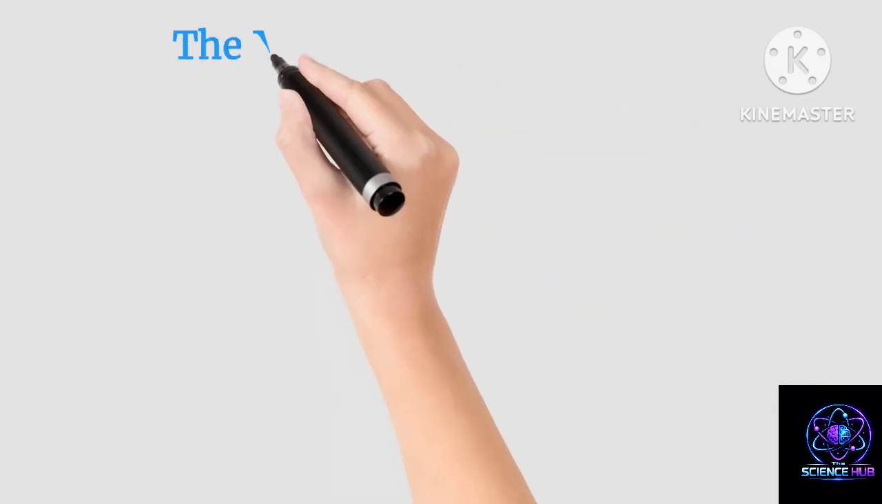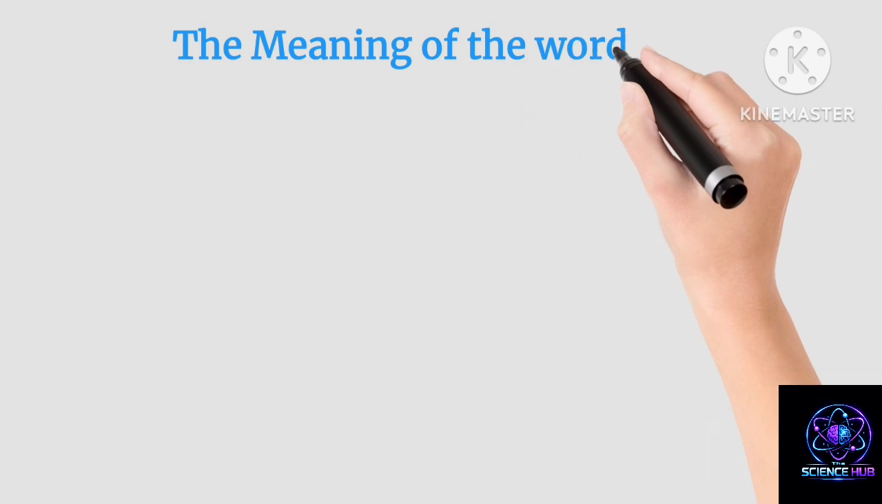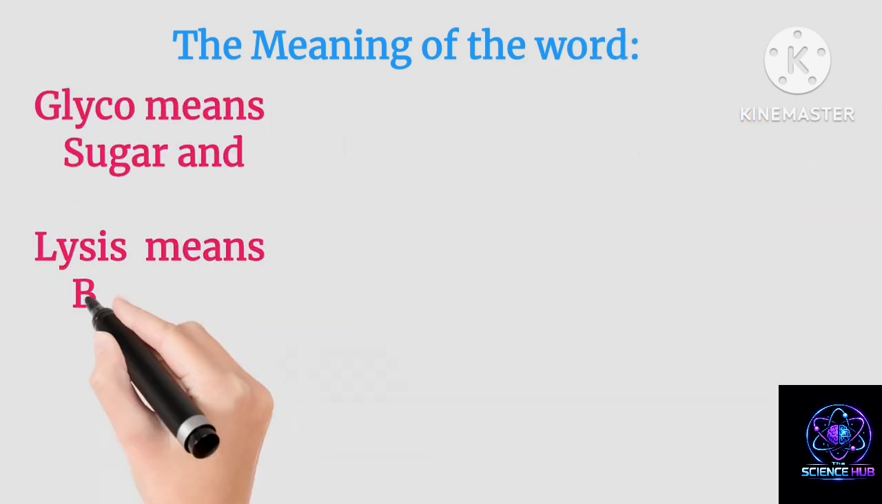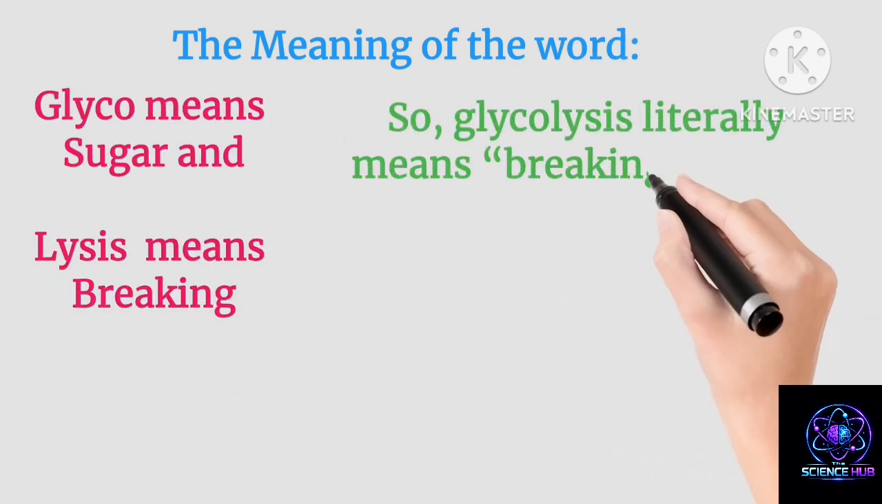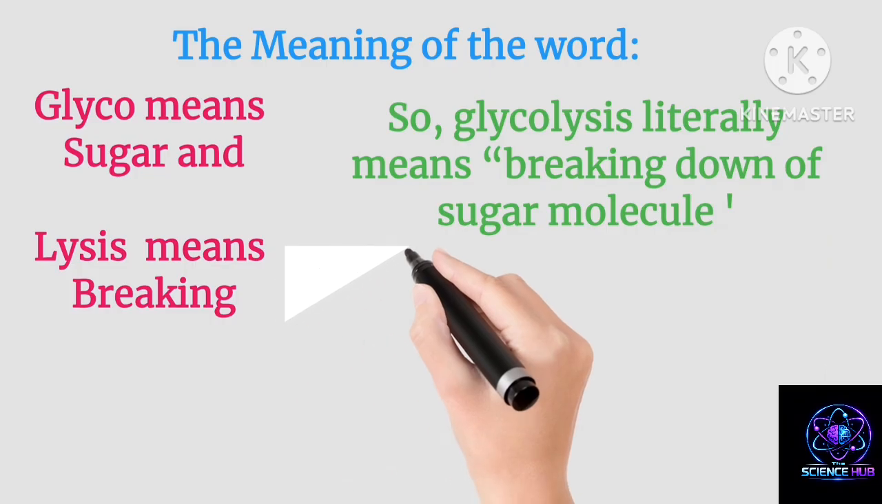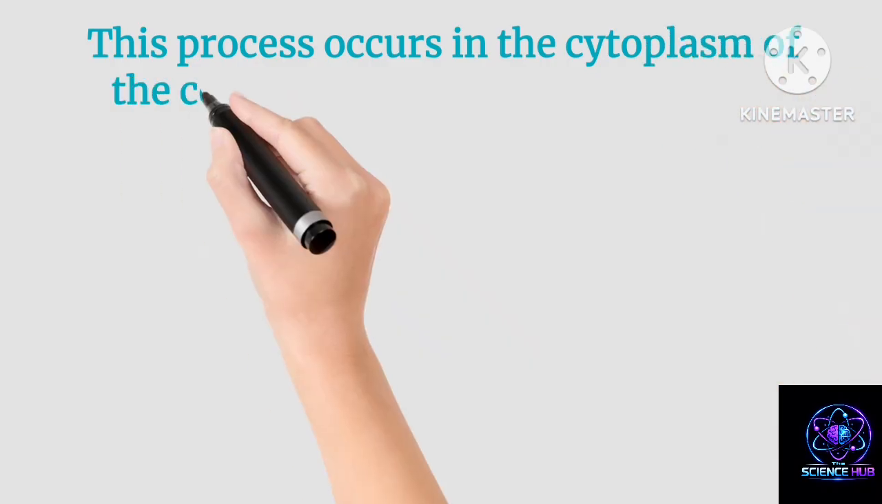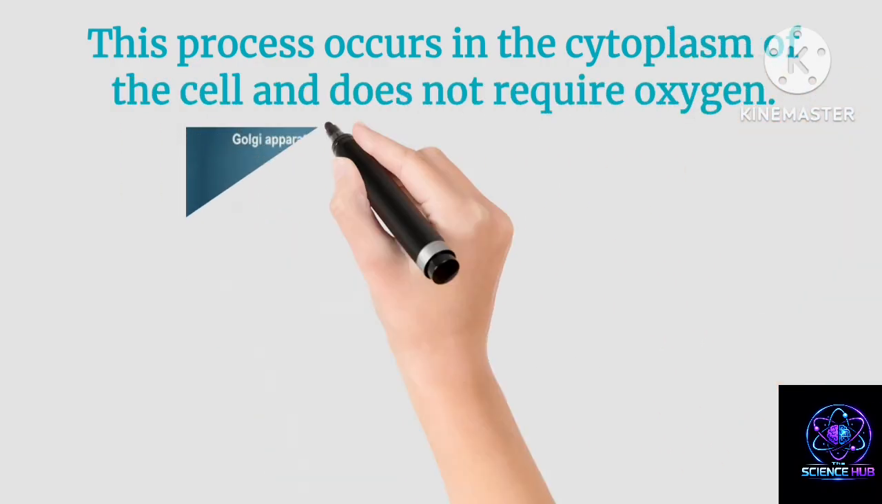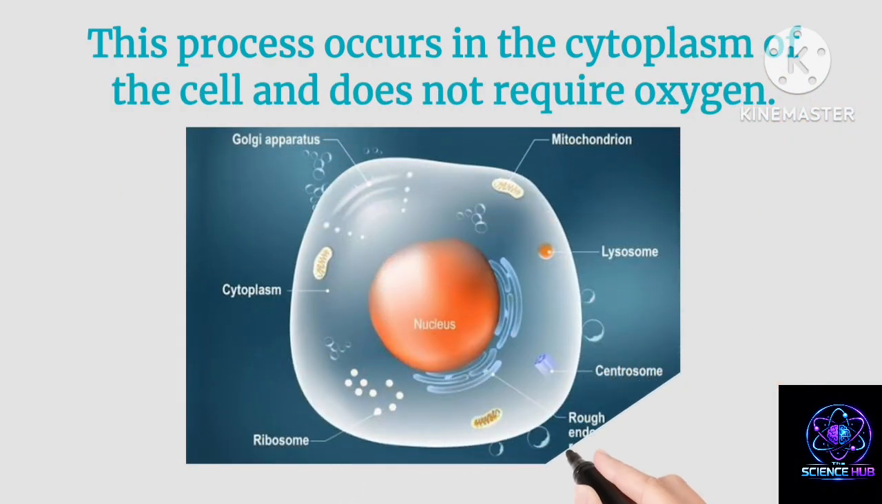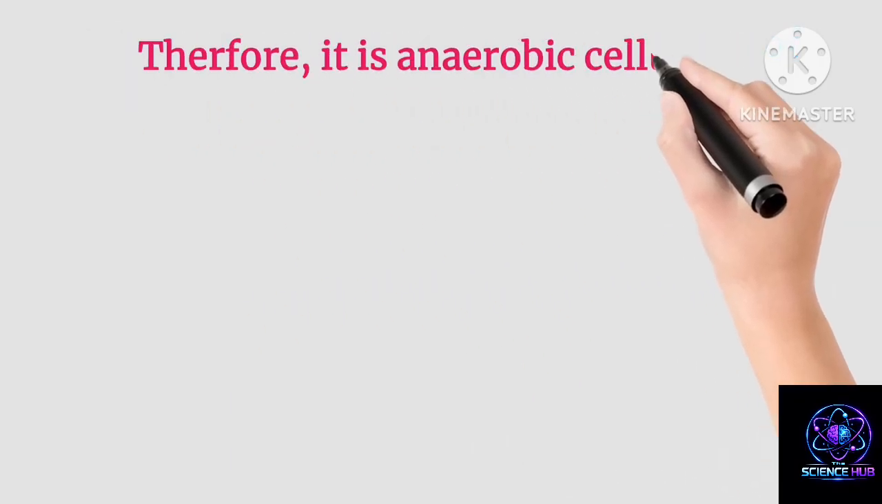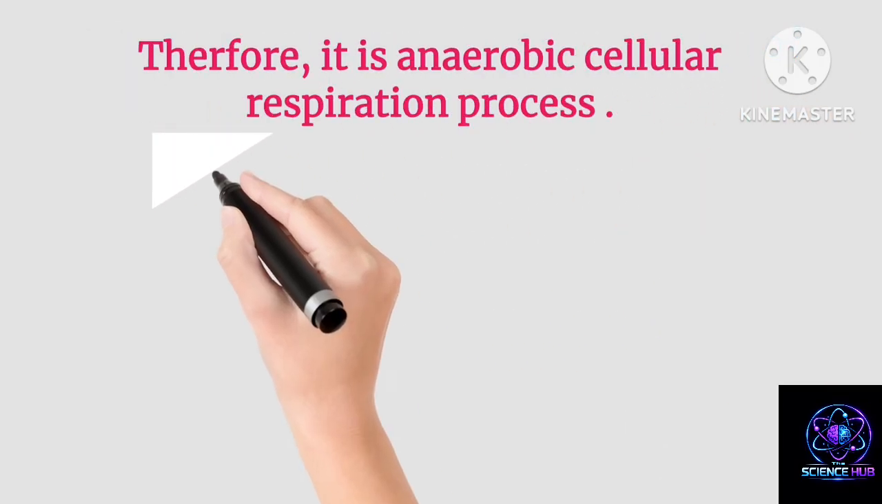Here we go. The meaning of the word. Glyco means sugar, and lysis means breaking. So glycolysis literally means breaking down of sugar molecule. This process occurs in the cytoplasm of the cell and does not require oxygen. Therefore, it is an anaerobic cellular respiration process.